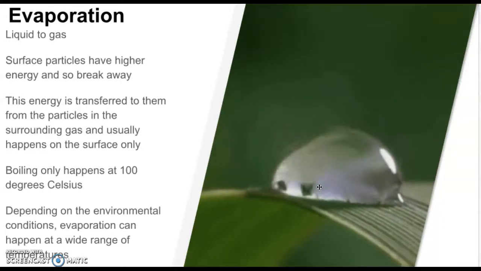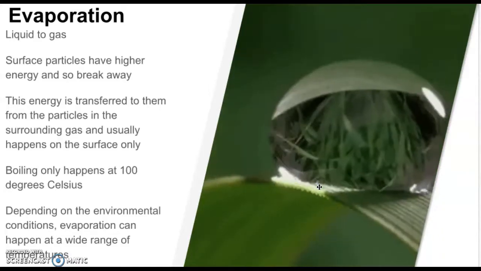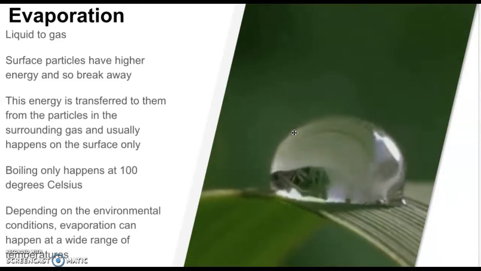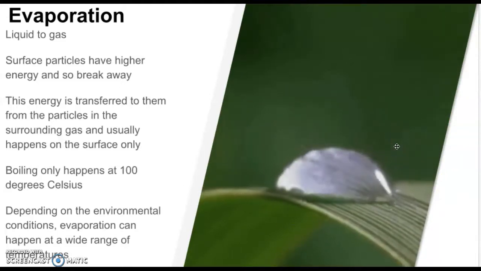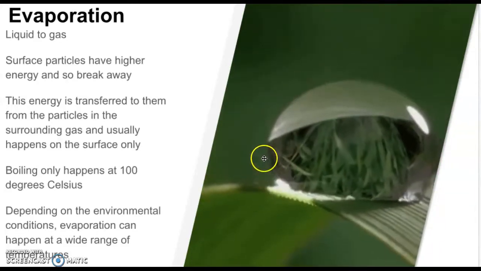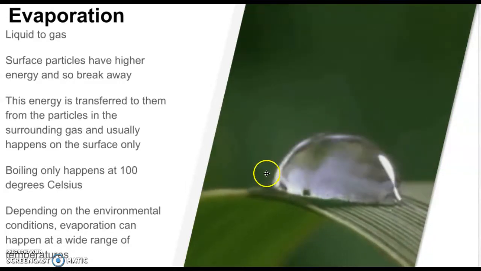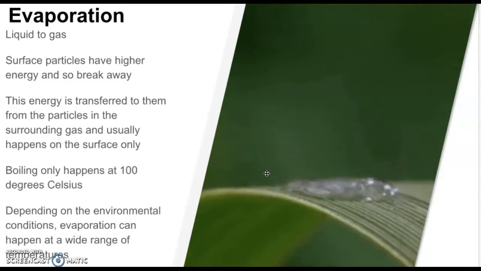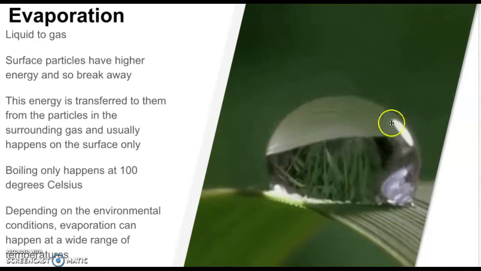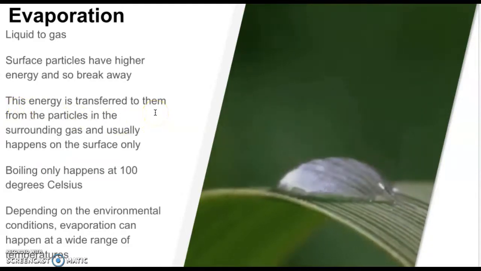So why does it happen? Why isn't it at 100 degrees? Well, 100 degrees is when all the water starts to change state because it's receiving energy entirely. But what happens when water evaporates is that the change of state happens only on the surface. Basically, the surface particles have higher energy and so break away, and very few particles actually receive enough energy to escape this liquid lattice. The energy is transferred to them from the particles of the surrounding gas.